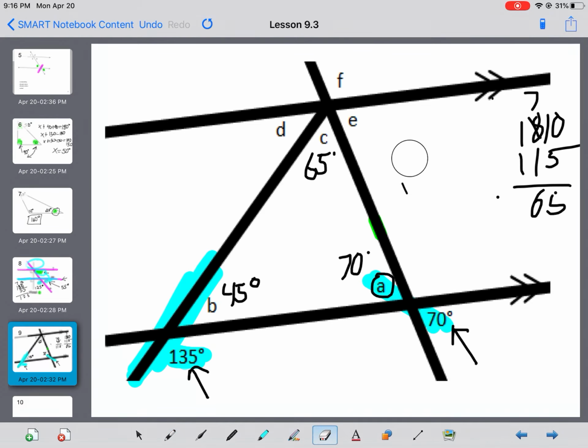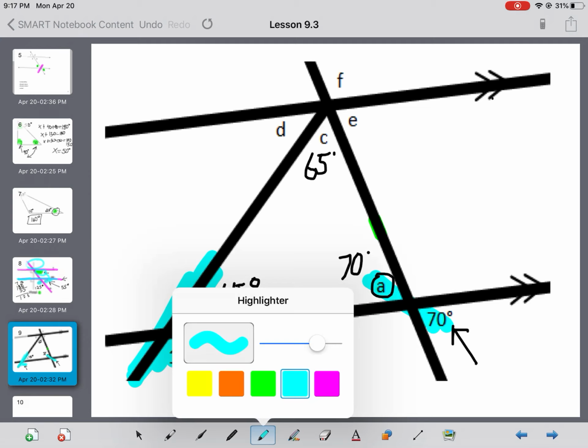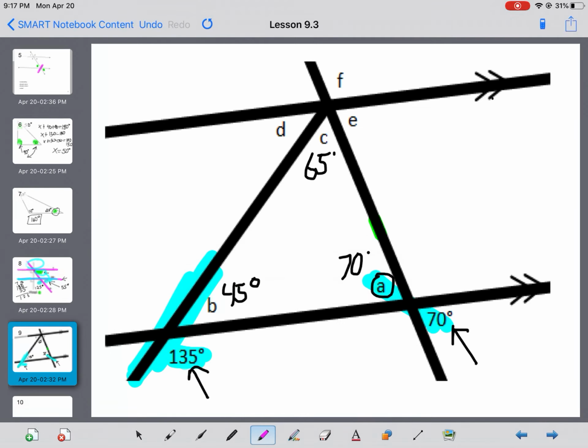Okay, so again, I've used 3 different pieces of information that I've learned. I've used vertical angles, supplementary, and then my knowledge about triangles. The next piece of information I'm going to do is I'm going to go back to that 70-degree angle, the original one right over here.